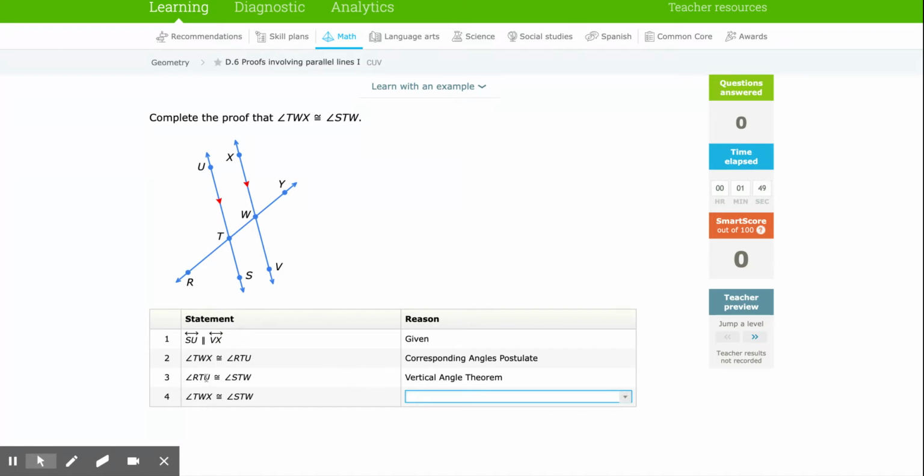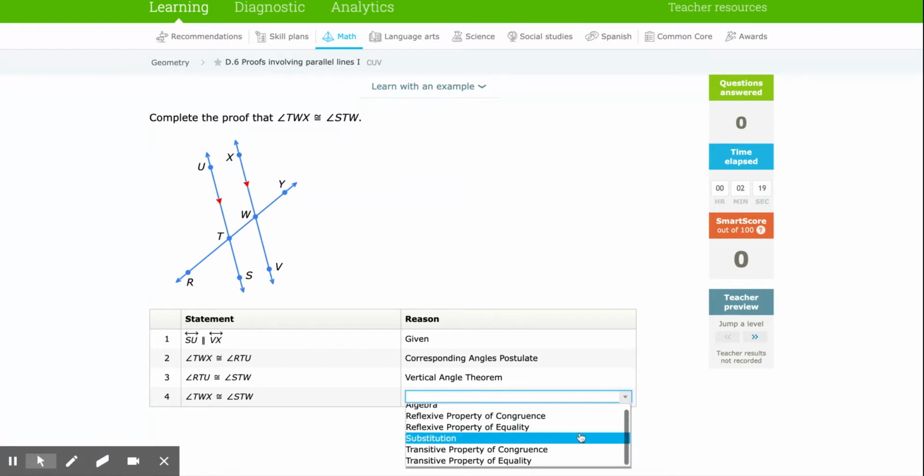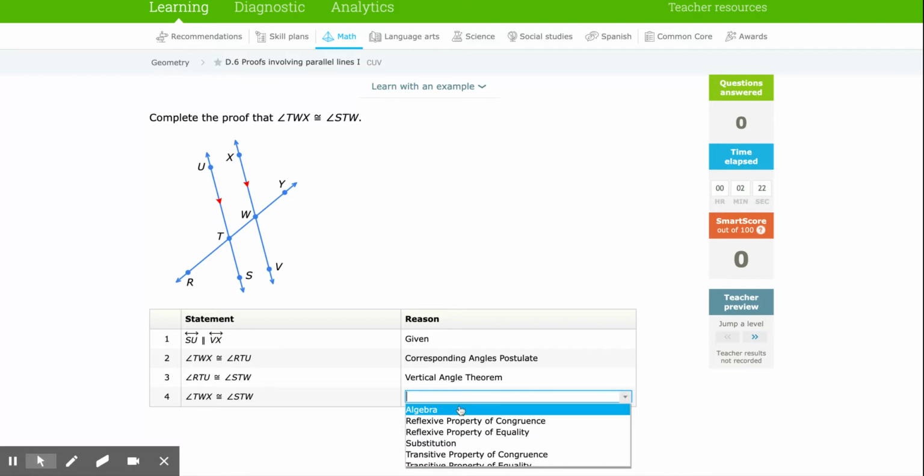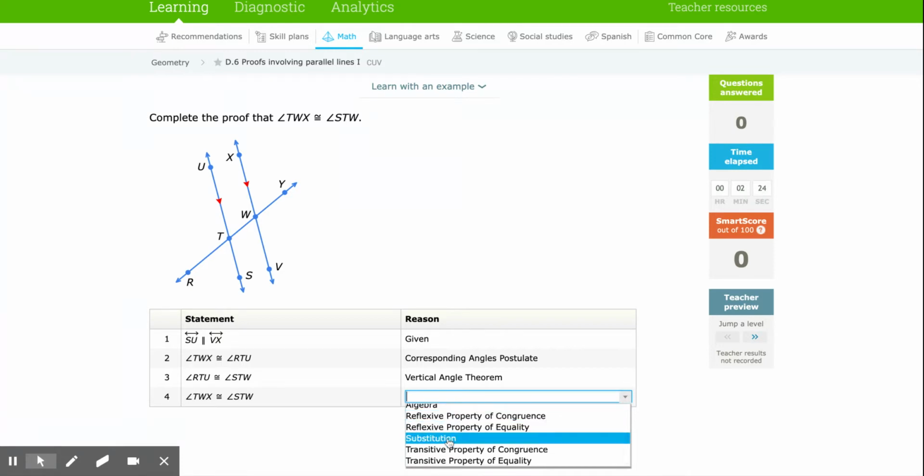Second, we know that angle RTU, this angle here, is congruent to angle STW, this angle here. So these two angles are congruent by the vertical angle theorem that I talked about. Vertical angles. Now I know this angle is congruent to this angle, and this angle is congruent to this angle because they're corresponding angles. Thus, through the transitive property of congruency, so they give you an option here. Did we figure this out by algebra, by the reflexive property, by substitution? But no, it was the transitive property.